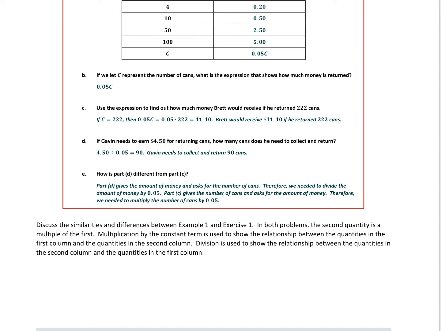$4.50, if you divided that by 5 hundredths, the value of a nickel, you'd get 90 containers. And part D is different than part C because C is solving for the money, for the amount of cans that you're returning, where D is the opposite. You're solving for the number of cans for the amount of money that you have.